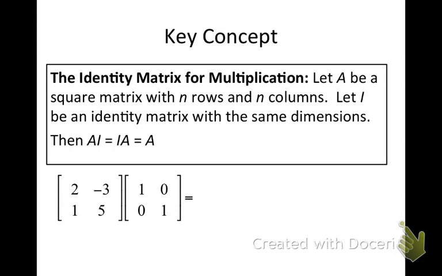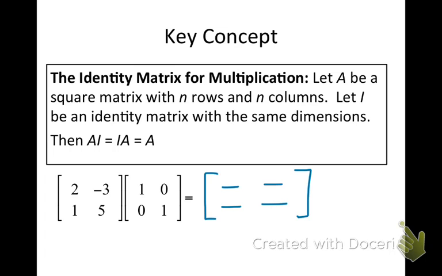You do not need to do this in your notes unless you want to, if you want to practice multiplying. If I were to multiply this 2 by 2 by its identity matrix, what will we get? Well, the resulting matrix would be a 2 by 2. So now let's remember how to multiply.